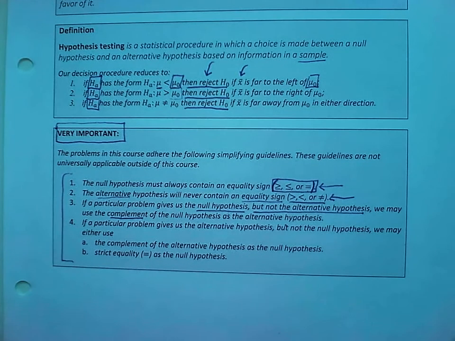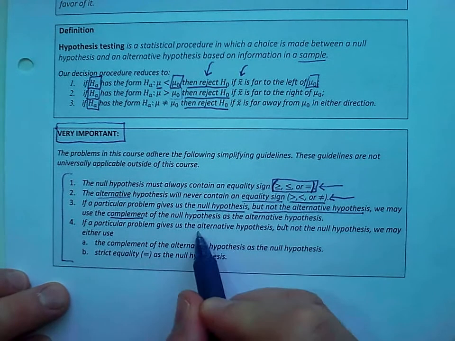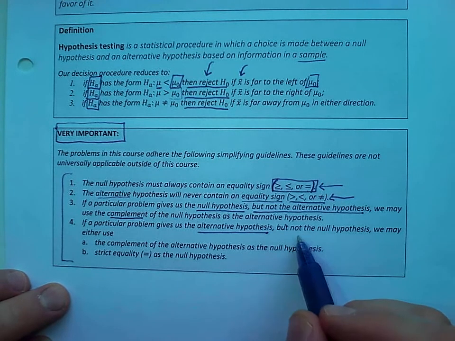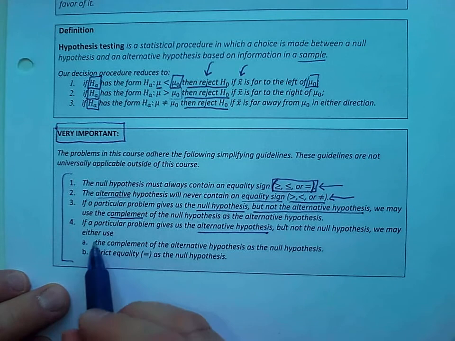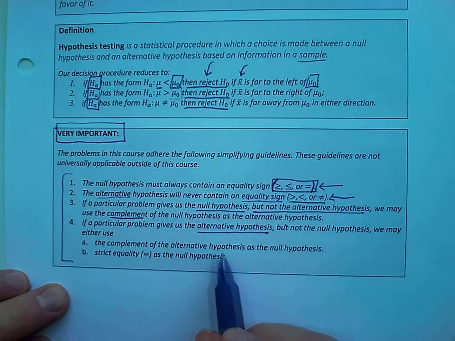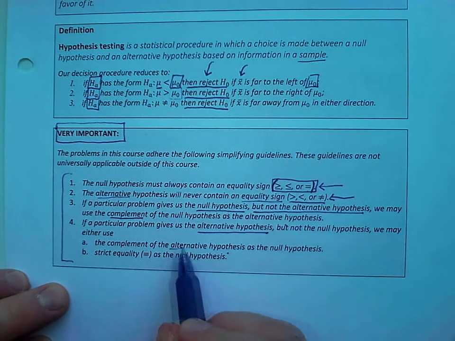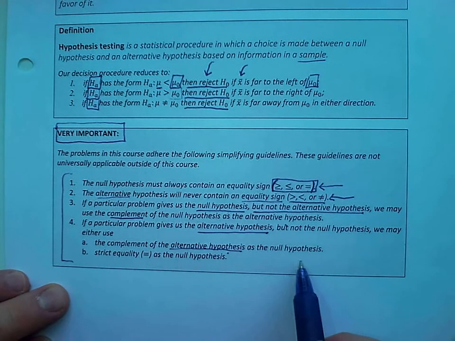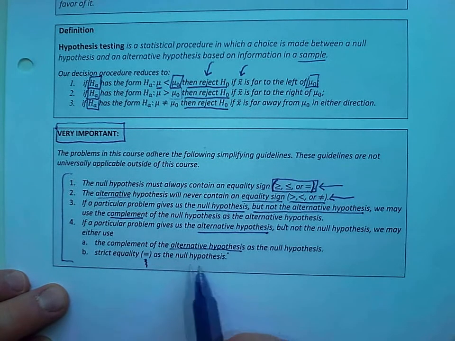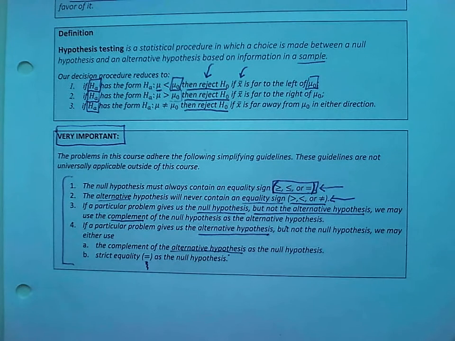For number 4, however, if a particular problem gives us the alternative hypothesis, so instead of getting the null now, we're only given the alternative, but not the null hypothesis, we can use one of two things. We can either use the complement of the alternative hypothesis as the null hypothesis, or we can use strict equality, equals to, as the null hypothesis.